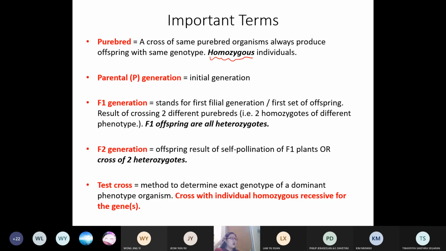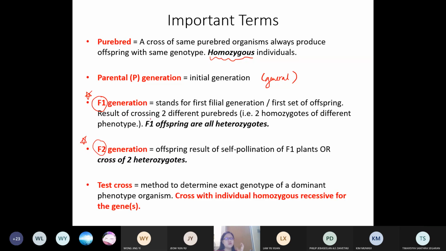Parental generation is a general term. Actually, it just means initial generation. Anything can be parental as long as they are the first cross. But when we say F1 generation, this is specific. When we say F2, this is also specific.